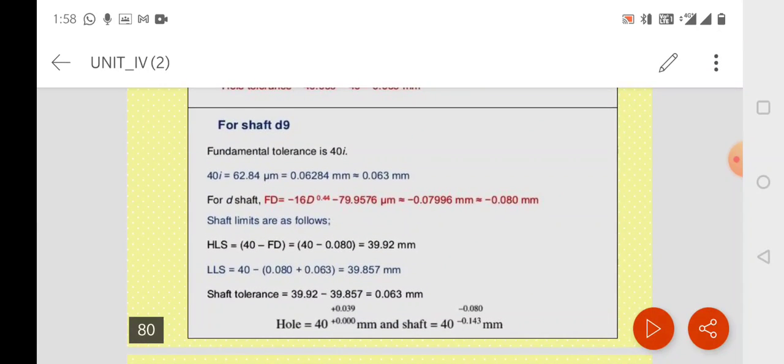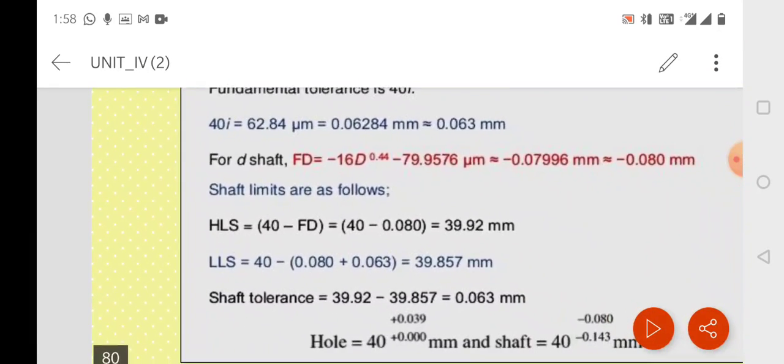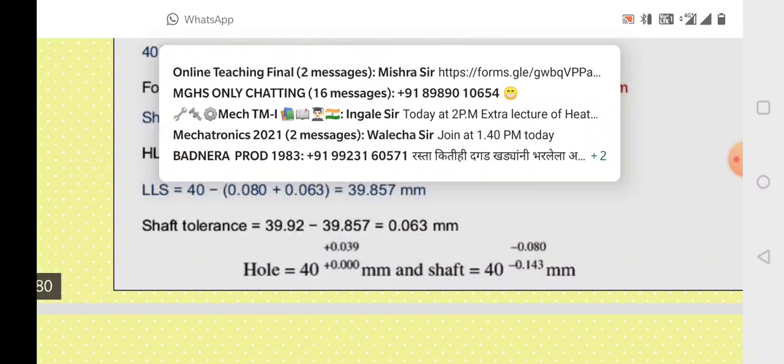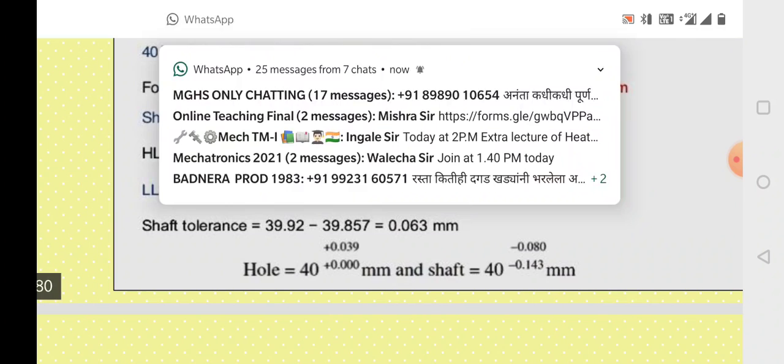So for shaft it is minus 16 into D raised to power 0.44, which is minus 79.9576 micron. This comes out to be 79 point this much microns, and we can round it to 0.080 mm. In mm if we convert this, it comes out to be this much.